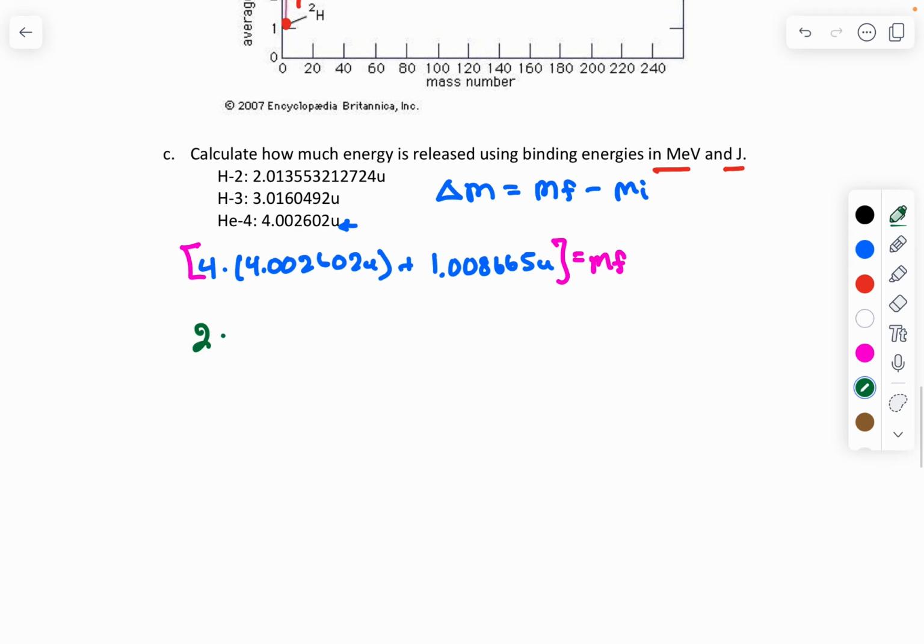This will be 2 times, whoop, that 2 is so ugly. 2 times 2.013555321. What the heck? There's so many numbers. I hate this. This is so stupid. There's so many numbers. Kind of annoying.